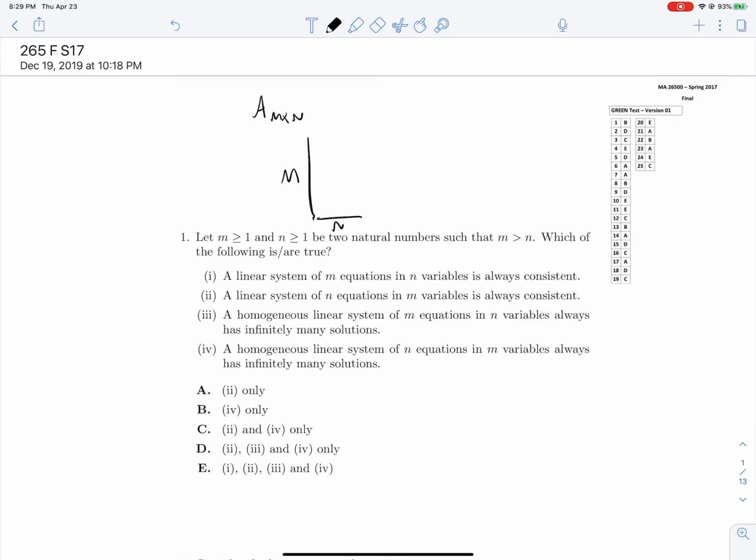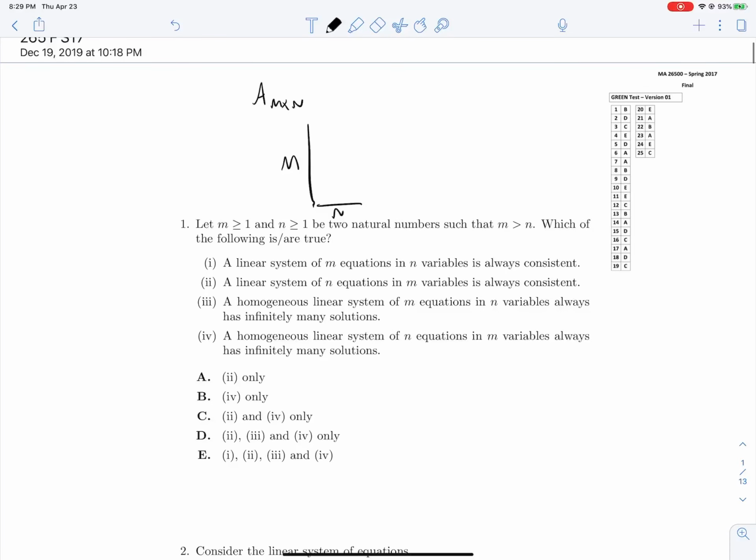1, a linear system of m equations in n variables, so that's what we have up here, is always consistent. Is that true? Well, let's take a look at a small case. Let's choose m equals 2, n equals 1. So we have two equations in one variable. What if we have x is equal to 1 and x is equal to 2? That is two equations, one variable, and it's not consistent. So 1 is not true.